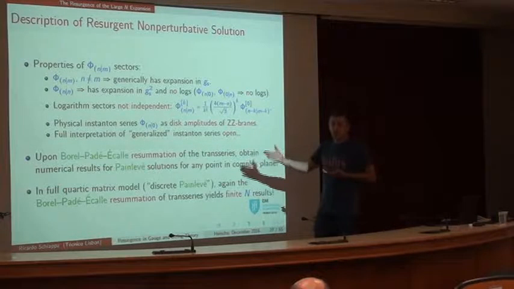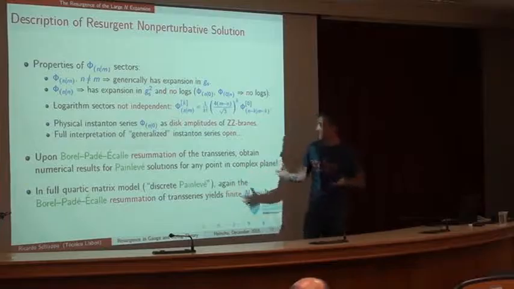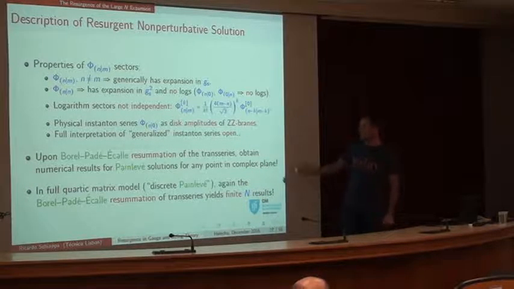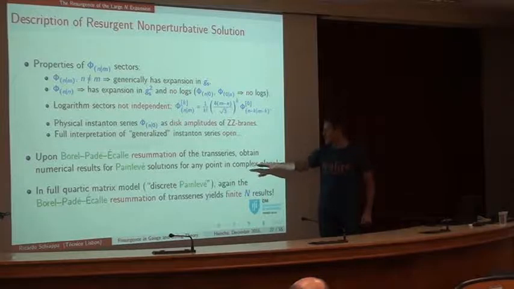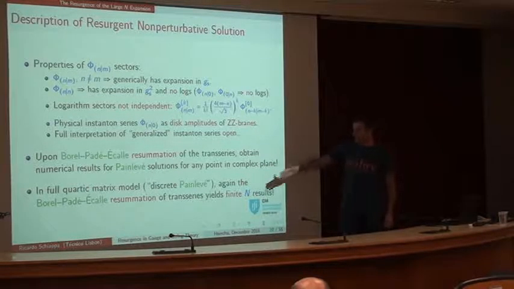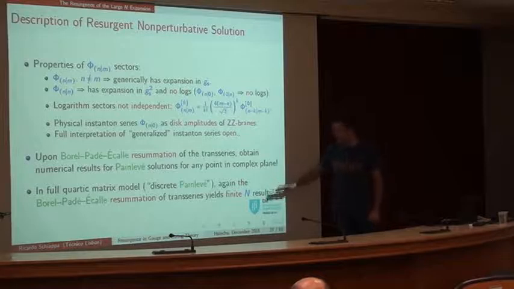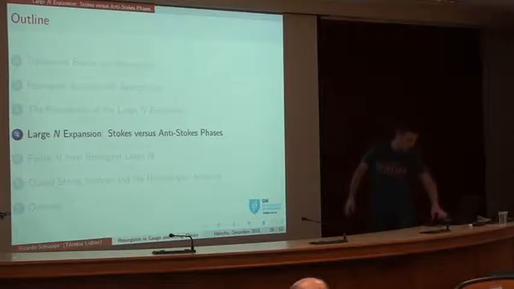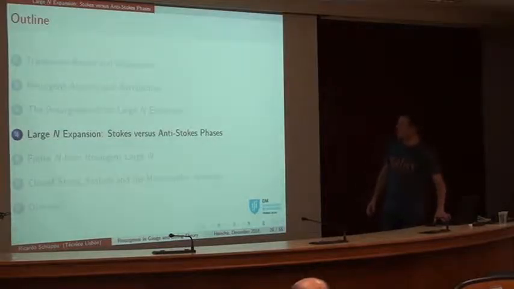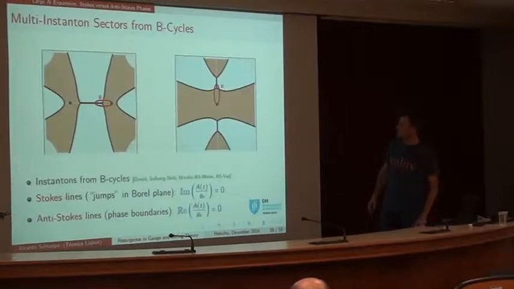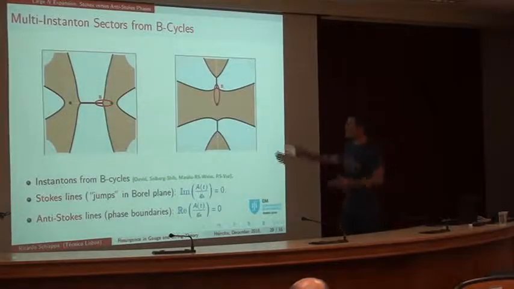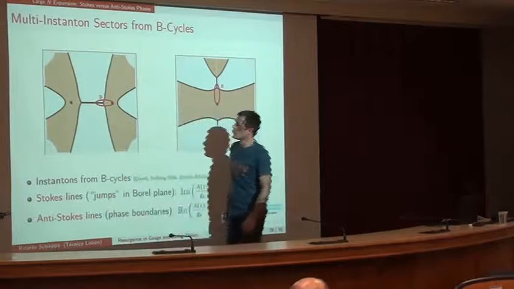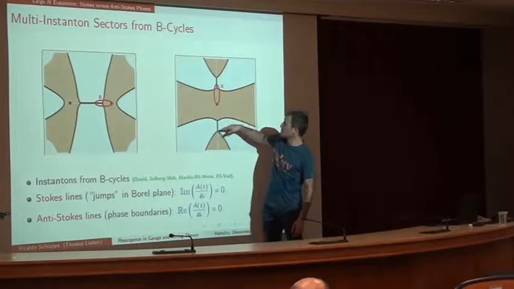Anyway, except for the fact that we don't have those numbers, we do have the trans-series set up, so we can start using resummation of the trans-series to obtain numerical results for Painlevé solutions at any point in the complex plane, or for the quartic matrix model, again at any point, at finite n if you want. So in the last 5 or 10 minutes, let me just show you a couple of plots on how to get these things. These are pictures of the one-cut solution for the quartic matrix model, and of the two-cut solution.